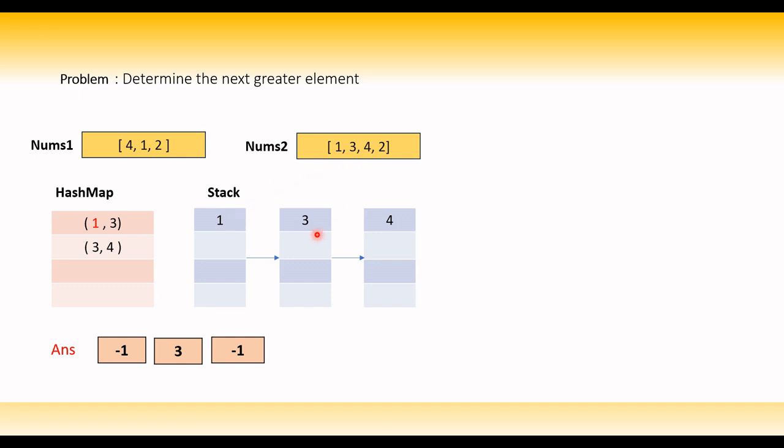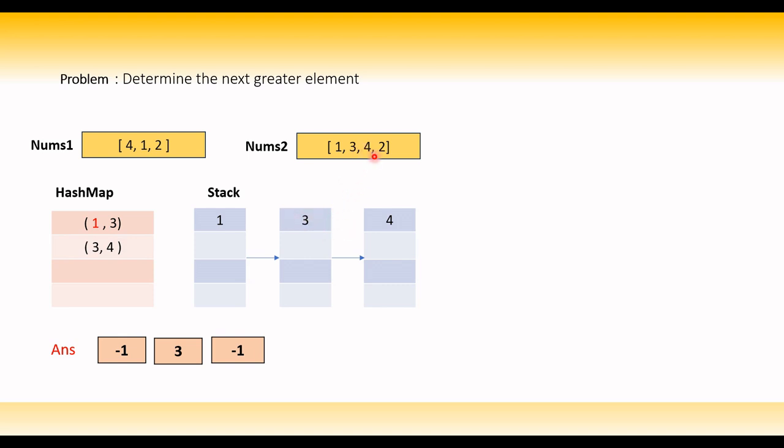Then after that we'll go to the next element 3 and first we'll check if the stack is empty or not, and also if 3 is greater than the previous element which is stored at the top. Since 3 is greater than 1, 1 will be popped out and stored in the hash map as a key, and the value which is greater than 1 to its right is 3. So we'll be storing 1 comma 3 and again pushing 3 back to the stack. So we'll have 3 at the topmost position.